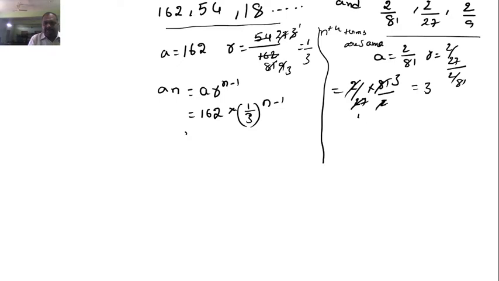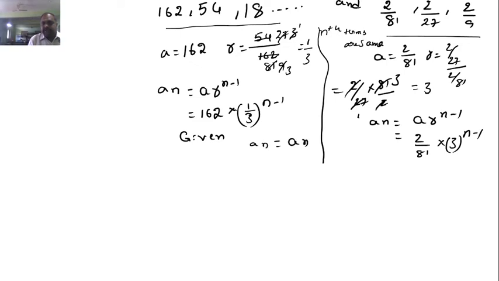So given that the nth terms of both series are equal, here an is equal to A R to the power of n minus 1. A means 2 by 81, and R means 3 power n minus 1. Given an is equal to an.